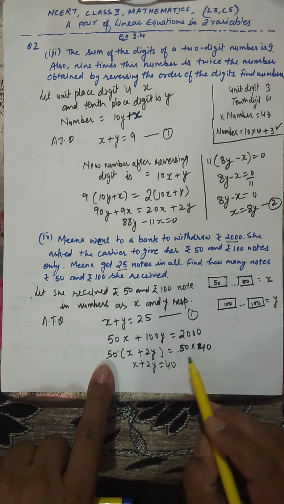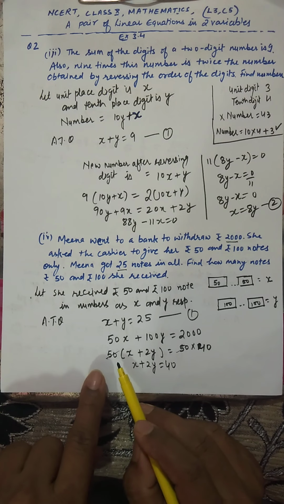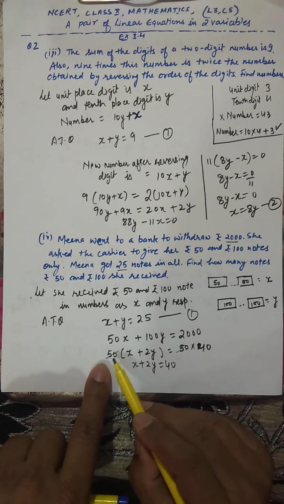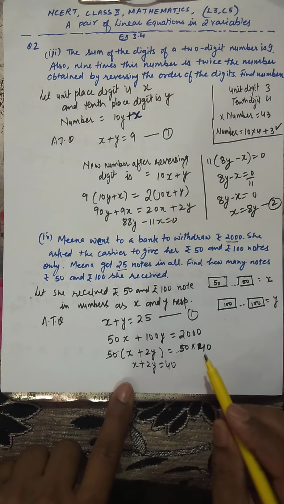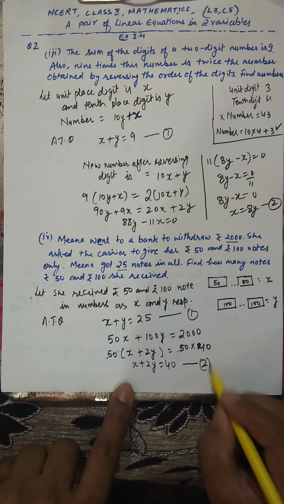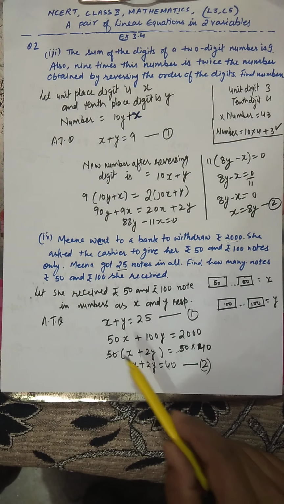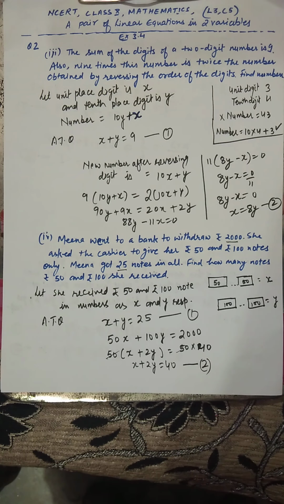Some of you might ask why we have cut this 50. It can be cancelled because the same factor on both sides can be cancelled. So this way we have cancelled. Now this is your equation number 2. You can see that very well. If you apply the elimination method, then it will be very easy to solve these equations.